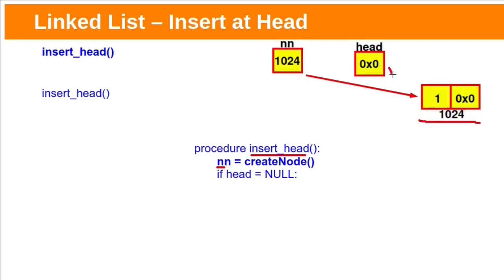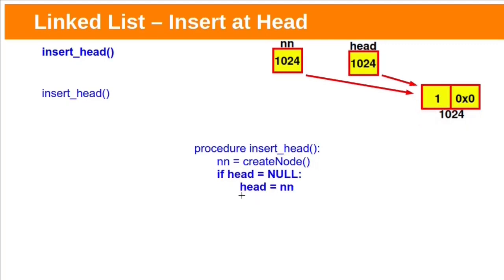Initially the global variable head will be null, meaning the linked list is empty. We are going to add this newly created node as the first node within our linked list. Here head is null, so make this new node the head. So here head is assigned the new node address. Now this head is pointing to this first node.